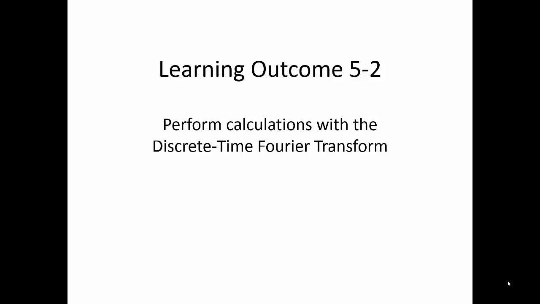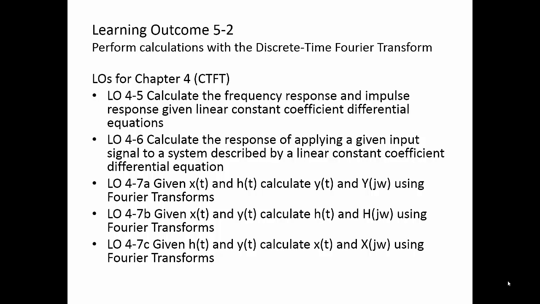Learning Outcome 5.2. Perform calculations with the discrete time Fourier transform. In Chapter 4, you worked with the continuous time Fourier transform, and several of the learning outcomes were to do calculations with it. I want to focus on these 5 learning outcomes and make sure that you can transfer your knowledge from Chapter 4 into Chapter 5 working with the discrete time Fourier transform. Here in Chapter 5, we're combining all of these calculations into one learning outcome.